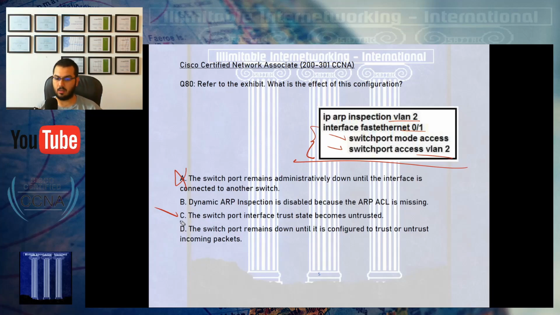This was discussed in chapter 5. Okay, so the switch port remains down until it's configured to trust or untrust incoming packets. It remains down just like it was down. No, and no. I will go with C. Definitely, I will go with C because it was on VLAN 1, it was trusted. You injected it into an untrusted broadcast domain, which is VLAN 2, and thus it goes down. Okay, so this is C for question 80.